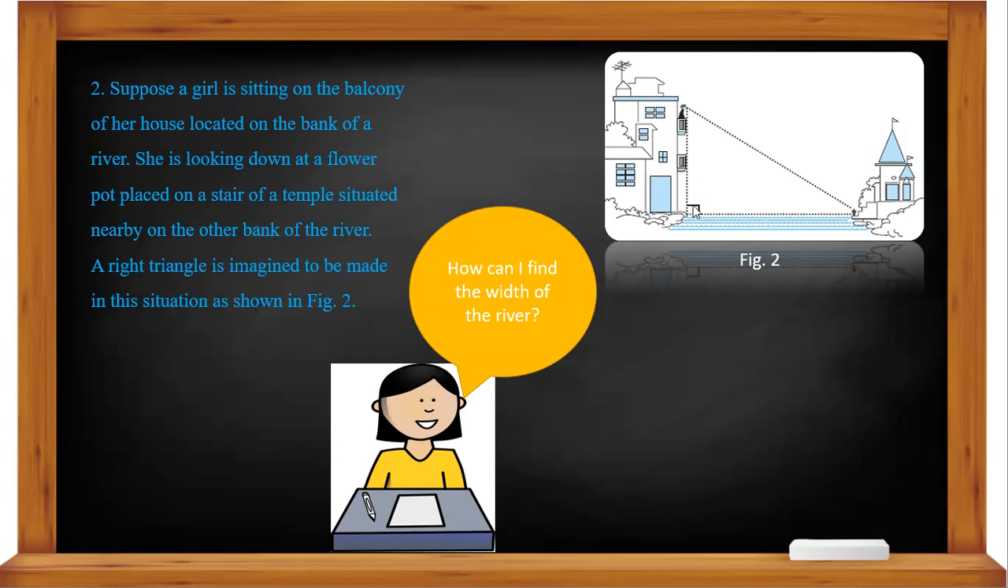So here is a house. The girl is here at her balcony and this is the temple and this is a pot, flower pot. The girl is looking down at this flower pot. So we can imagine a line right from her eye to the flower pot. In this situation also, you can see a right angle triangle is formed. So now the girl is thinking, how can she find the width of the river without actually measuring it? So in both the situations, how would trigonometry help us to solve the problem?